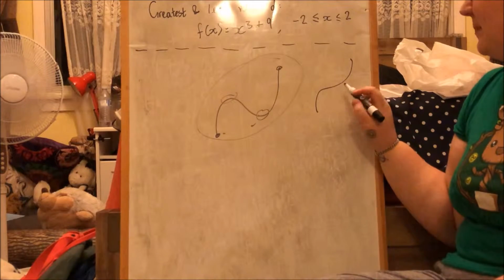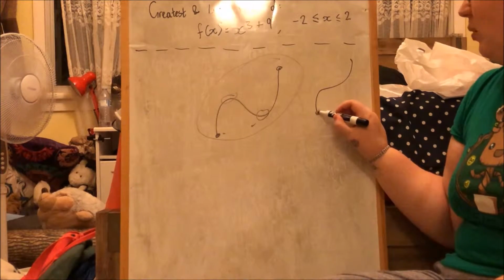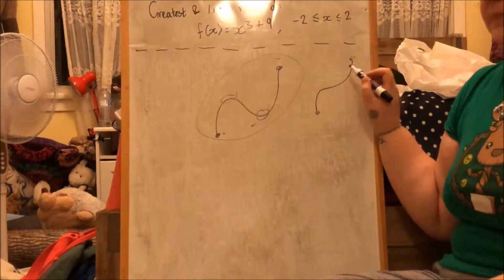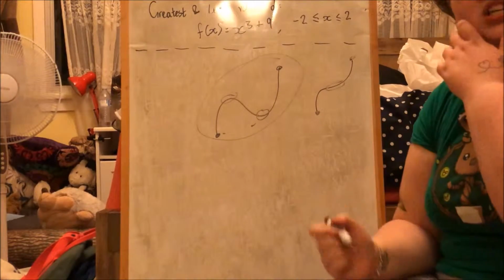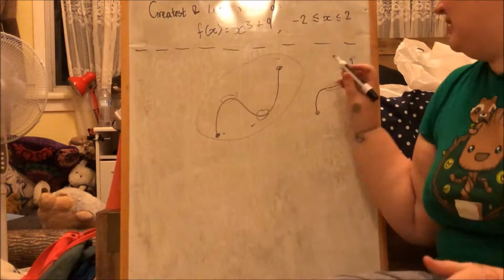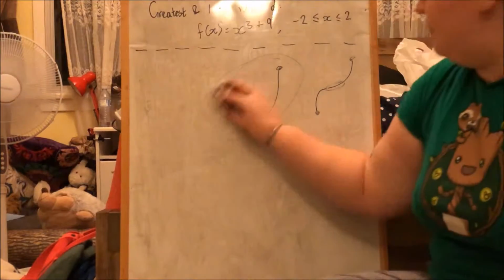If it looks like this, we can pretty much know straight away that our boundary points are going to be our greatest and least, because our stationary point of inflection, it doesn't matter what it is, it's always going to be in the middle. But we'll see.